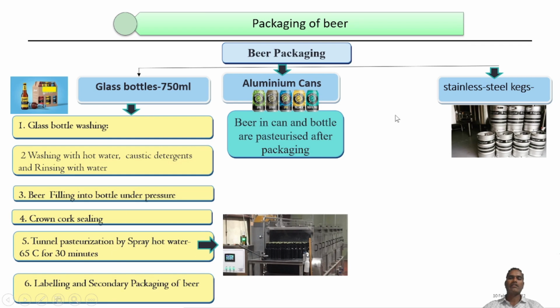In the stainless steel keg system, the beer is packaged in large quantities. Mostly this beer is not pasteurized, or it may be pasteurized by passing through heat exchangers, and after that it is packed into stainless steel kegs, which are supplied to large hotels or restaurants.